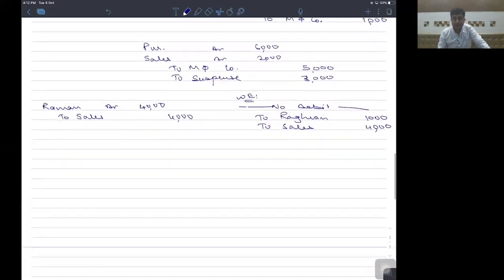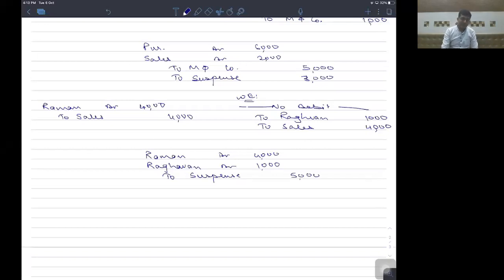Yes or no? And therefore, the rectifying entry will be what? Raman debit 4,000, Raghavan debit 1,000 to suspense rupees 5,000. Am I right? Yes.